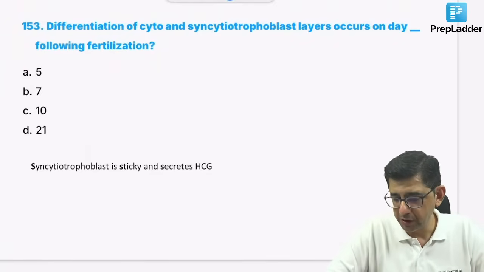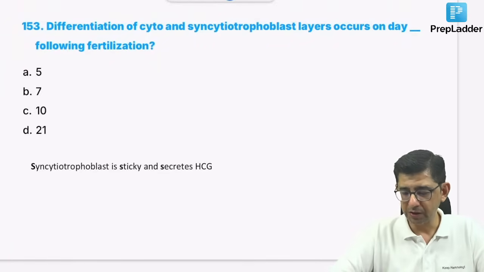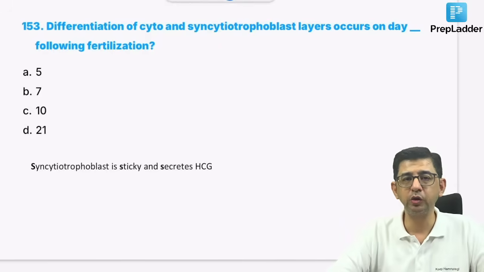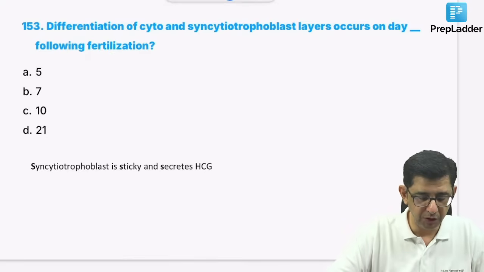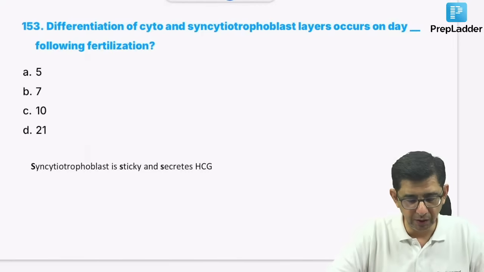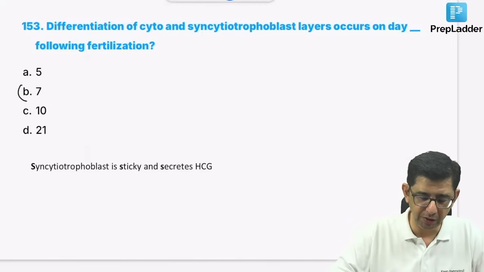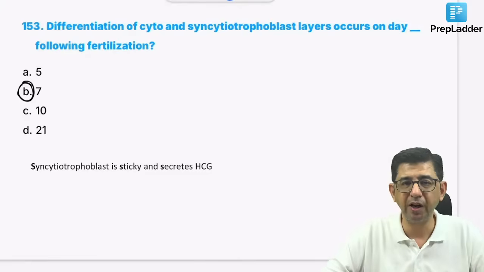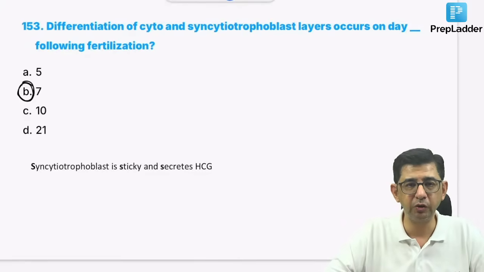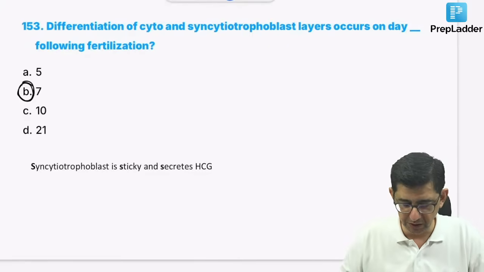Then, differentiation of cytotrophoblast and syncytial trophoblast occurs on which day following fertilization? The syncytial trophoblast is the one that will be secreting the HCG. Quick, hit the comment button, guys. These are easy questions that you need to answer. The answer would be option B, that is day 7. Again, a fact-based question that has to be remembered. And syncytial trophoblast would secrete HCG as well.